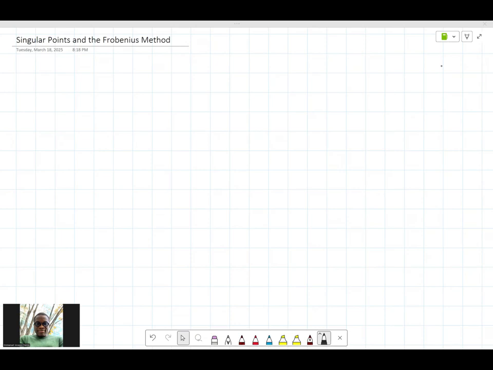This is me revisiting the idea of singular points and the Frobenius method, which I had done before, but I think it's important to state clearly how to know singular points and to also know whether they are regular or irregular singular points. Let's go.